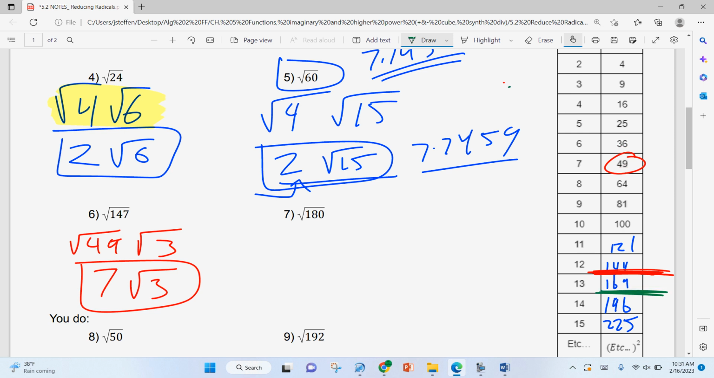You always pick the biggest number. That's why I always start with the biggest number and work my way down, because that way you don't have to worry about getting ones you didn't quite reduce all the way. So 180 divided by 169 doesn't work. 180 divided by 144 doesn't work.